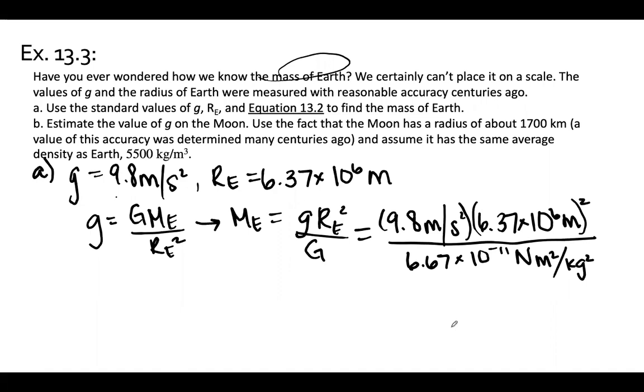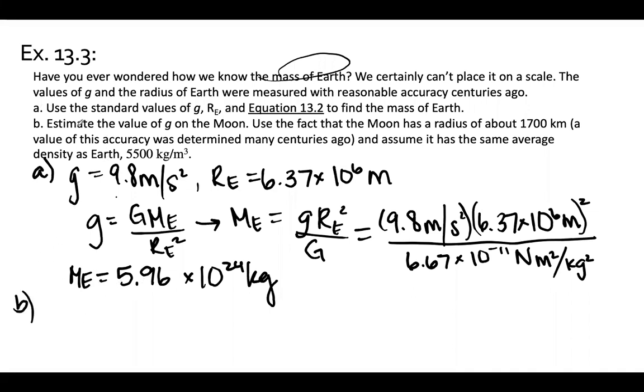Let me get out my calculator here. We have 9.8 times 6.37 times 10 to the 6, and that number is squared. Make sure I have all my parentheses in the right spot. Then we divide that by 6.67 times 10 to the negative 11th. From that, we get the mass of the Earth to be approximately 5.96 times 10 to the 24th kilograms. All right, so that is our first part of the problem.